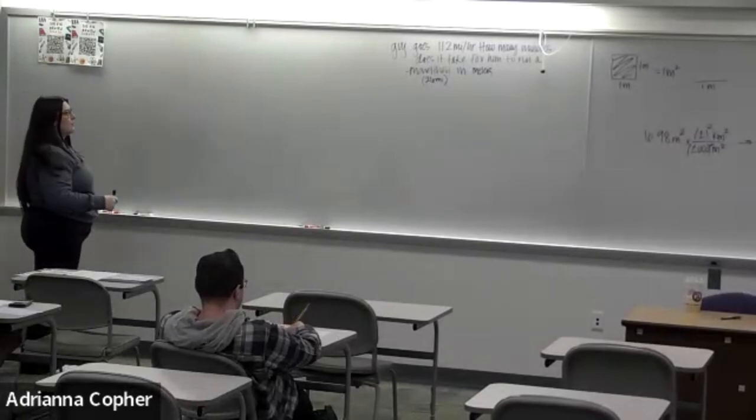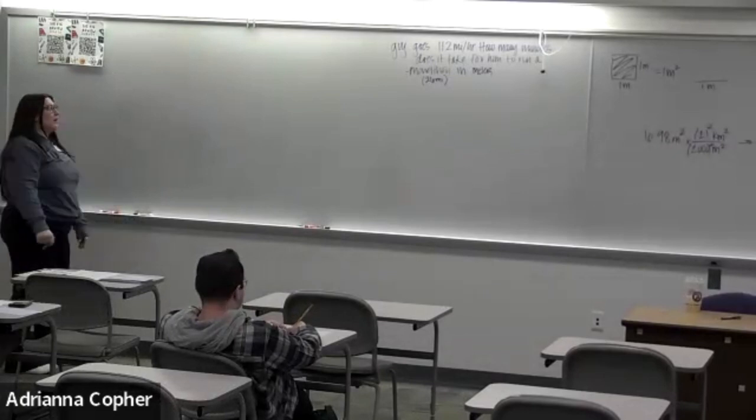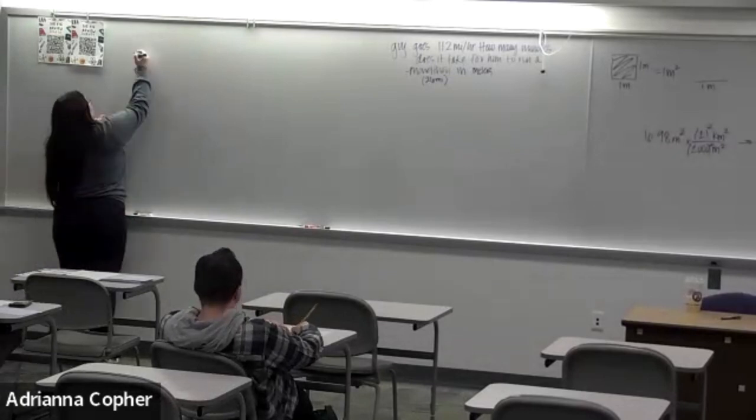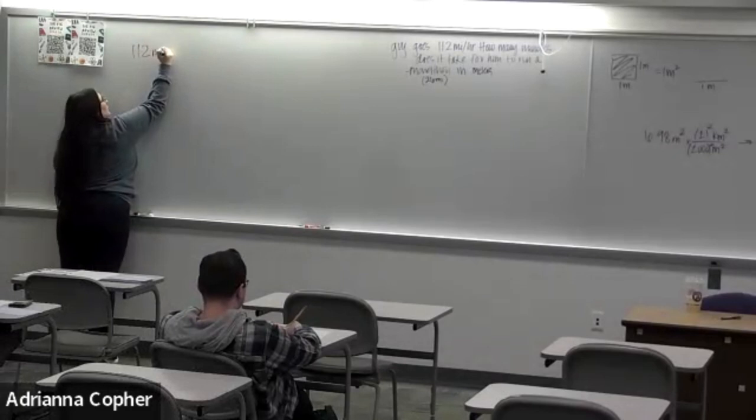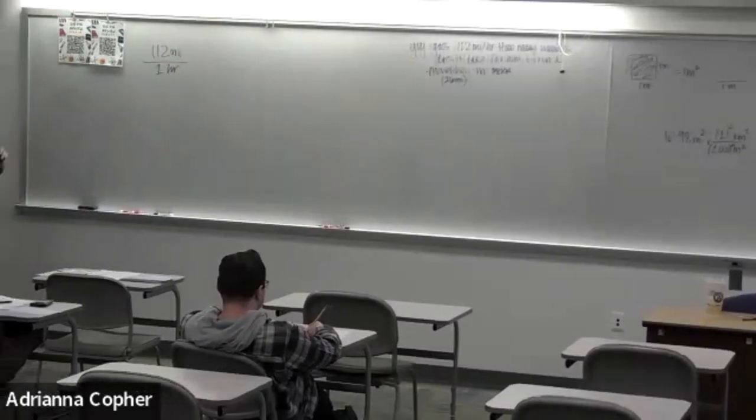Okay, so the guy goes 112 miles per hour. That's insane. I just realized that. He's so fast. So 112 miles, if I say per, that's what that looks like. That's a conversion factor, right?